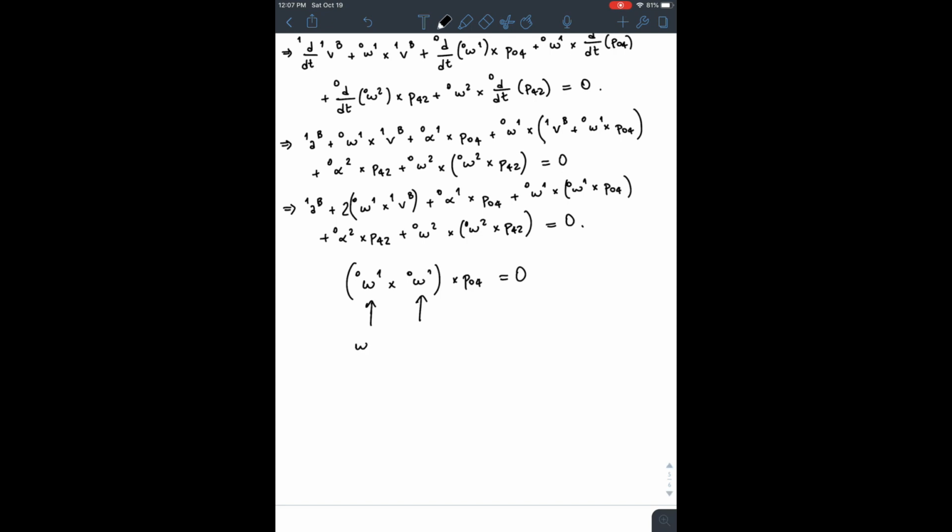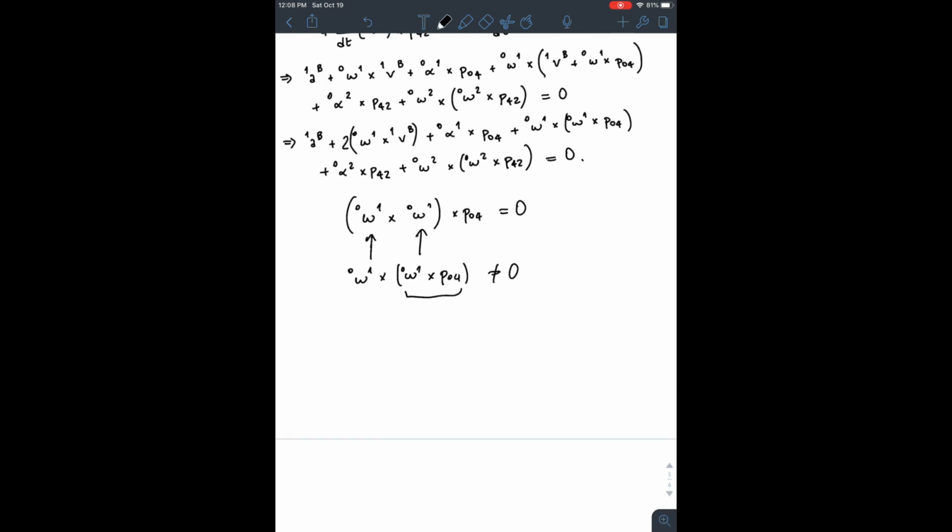However, if you write it this way, if you're talking about this computation, this is definitely non-zero. How do I know? Well, because if you take the cross product of two vectors, the result is perpendicular to both this vector and that vector. Then you're taking the cross product of a vector that's perpendicular to that vector with that vector, which means that the result cannot be 0 unless one of these terms itself is 0. Okay? So that's the first remark.